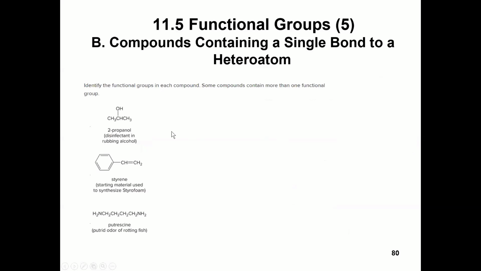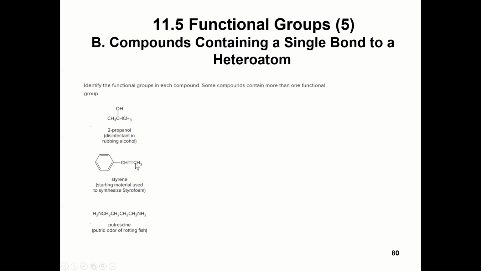So here we're going to quickly identify some functional groups. Here's 2-propanol, also called isopropyl alcohol. In isopropyl alcohol, we have a hydroxyl group, an OH group, which is the functional group, and it's bonded to the middle carbon here. The functional group is the hydroxyl group, and this belongs to a class of organic compounds called alcohols. Now, styrene is the starting point for making styrofoam. Styrene actually contains two functional groups. It contains this carbon-carbon double bond, so styrene is considered an alkene.